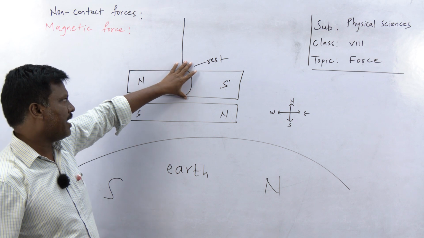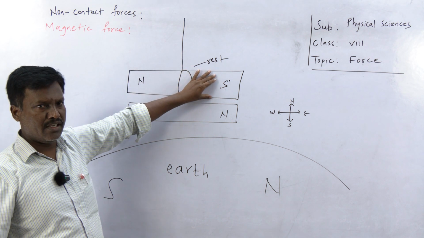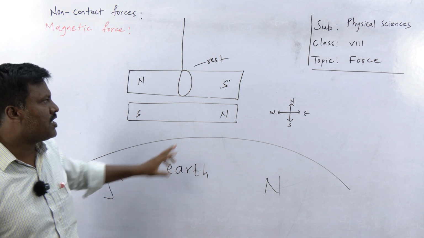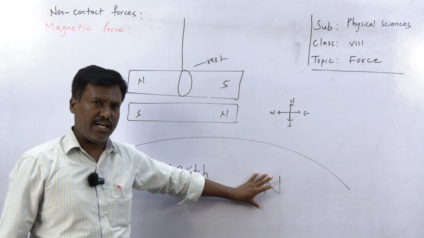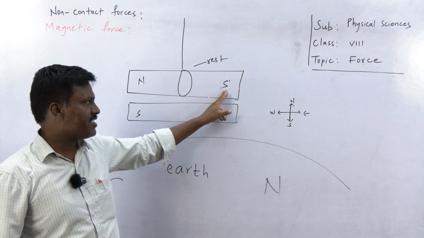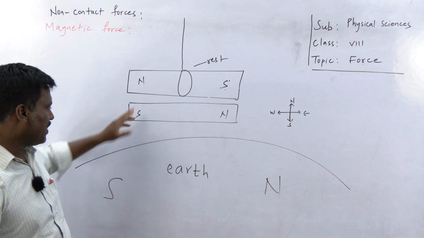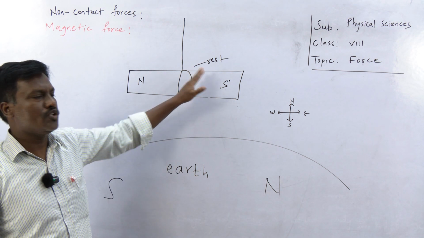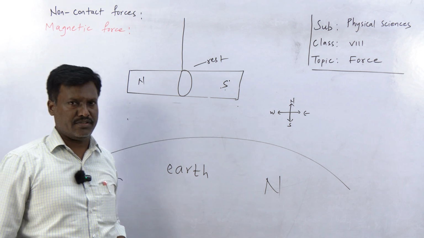When we suspend any magnet, it shows north and south. Because on the geometrical north side our earth has the south pole, and on the geometrical south side our earth has the north pole, due to the attraction between them the magnet comes to rest showing the north and south directions.